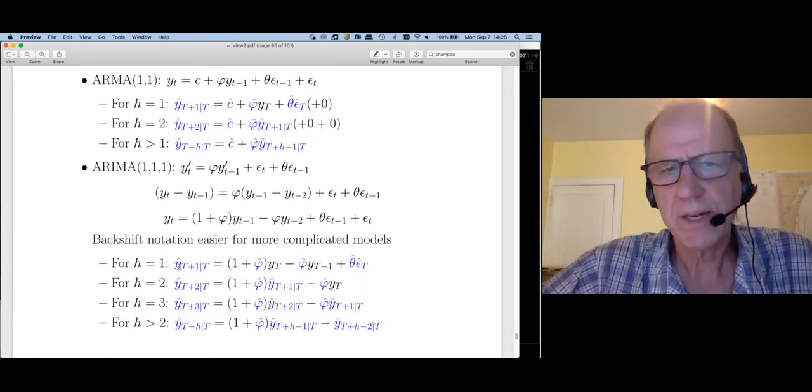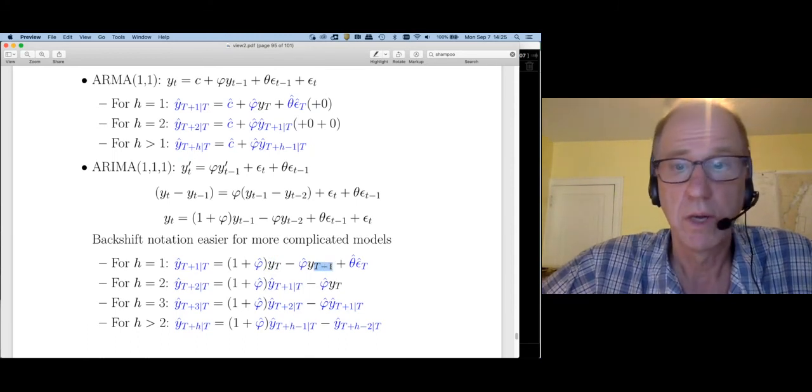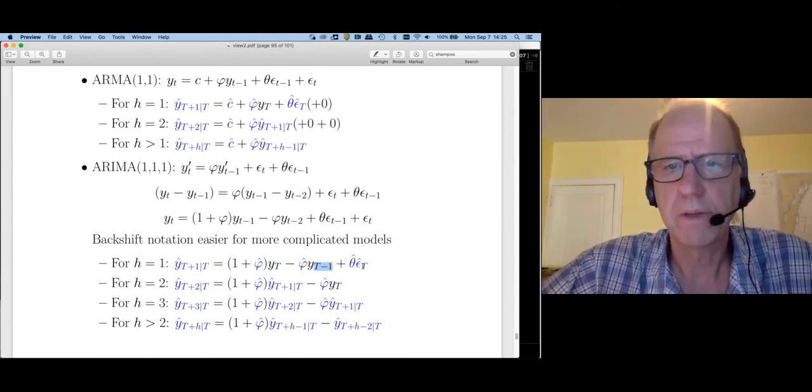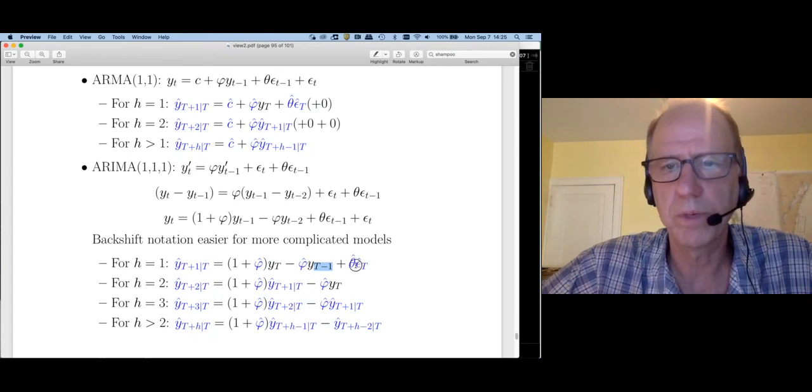So if we want to forecast the value 1 period into the future, we will be using the observed value of y big T. So that's the previous period, and we've actually observed that. Likewise, we've observed the value for 2 periods back. We also have the error 1 period back. So if we're 1 period into the future, the error 1 period back would be epsilon hat sub T.